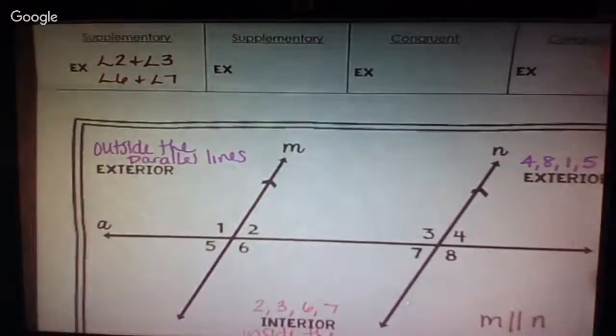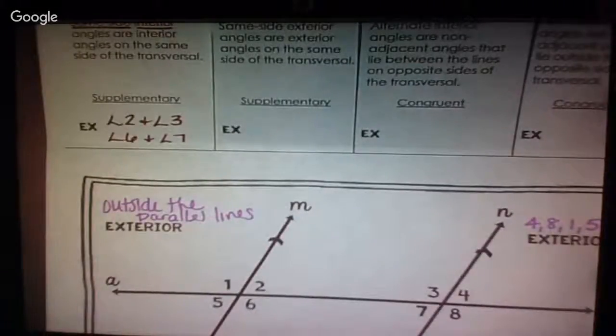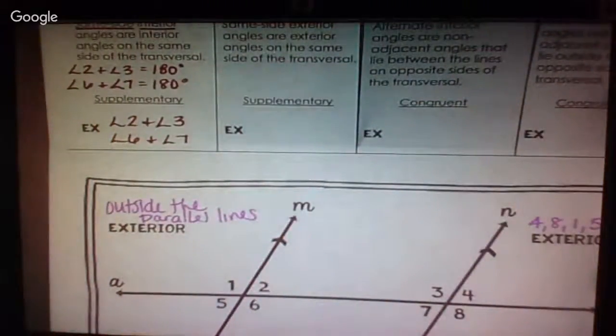Same side interior angles are supplementary, which means that they're what? They have to equal 180. So angle 2 plus angle 3 should equal 180 degrees. And angle 6 and angle 7 should equal 180 degrees. They're supplementary. So when I add the two together, I should get 180.